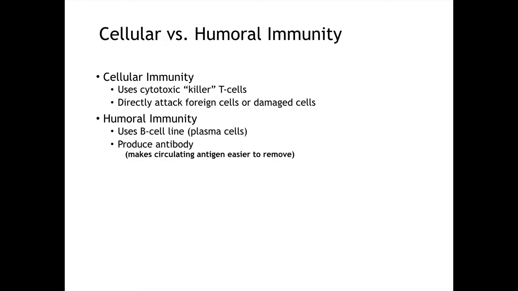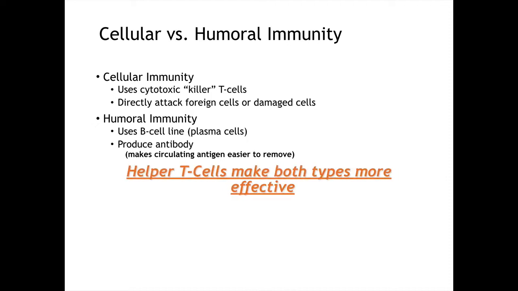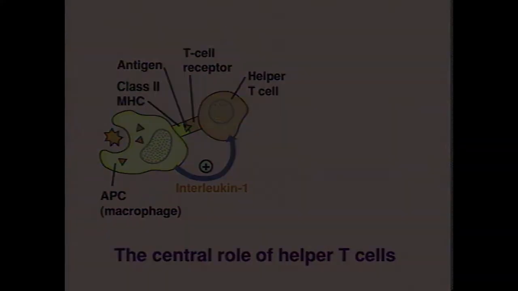Once antibodies are made, it makes it easier to get rid of antigens from the circulation, which we'll talk about later, and ultimately they can be removed easier by the immune system. So the role of the helper T cell, in a general sense, is to make both of these processes way more effective.